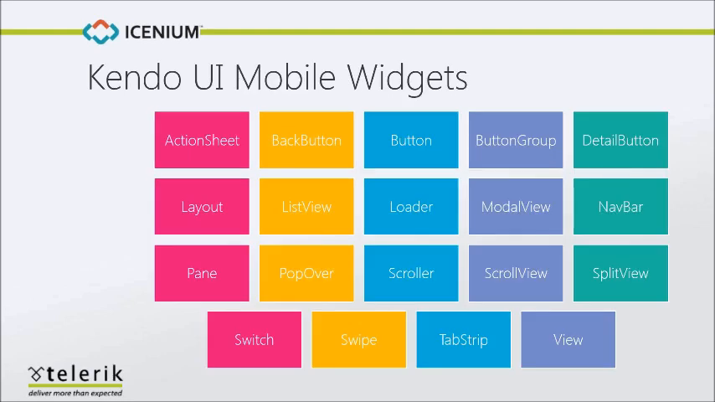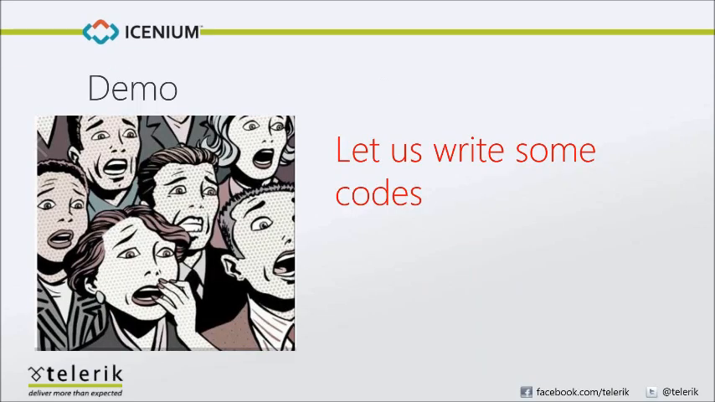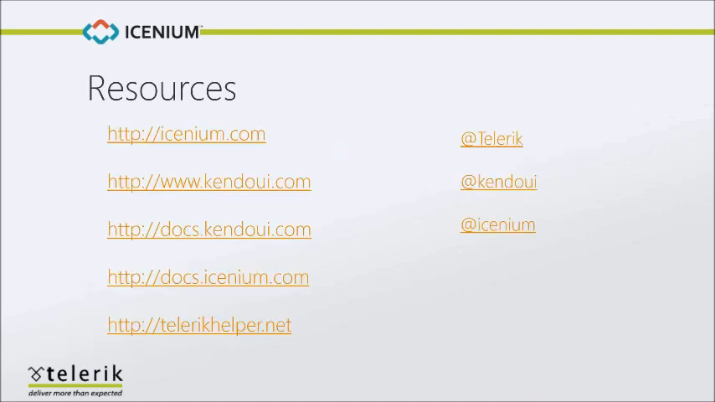Then Kendo UI mobile widgets. These are the mobile widgets available, but we used only 2 or 3 of them. We used view, we used list view. That's it, so we actually used 2. And going back to our application, this was the architecture of our application: the database, the service layer, and the application. We have already written much code, and these are the resources.